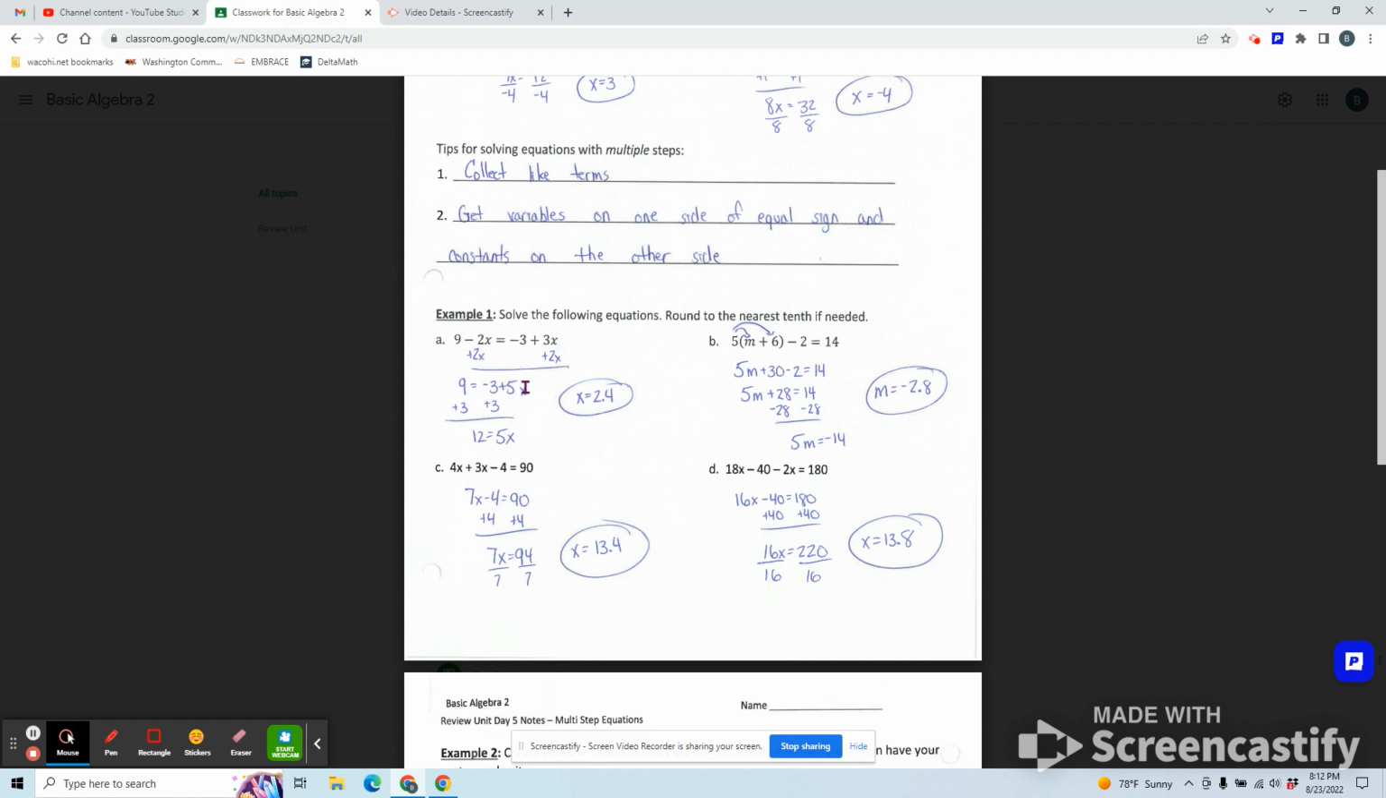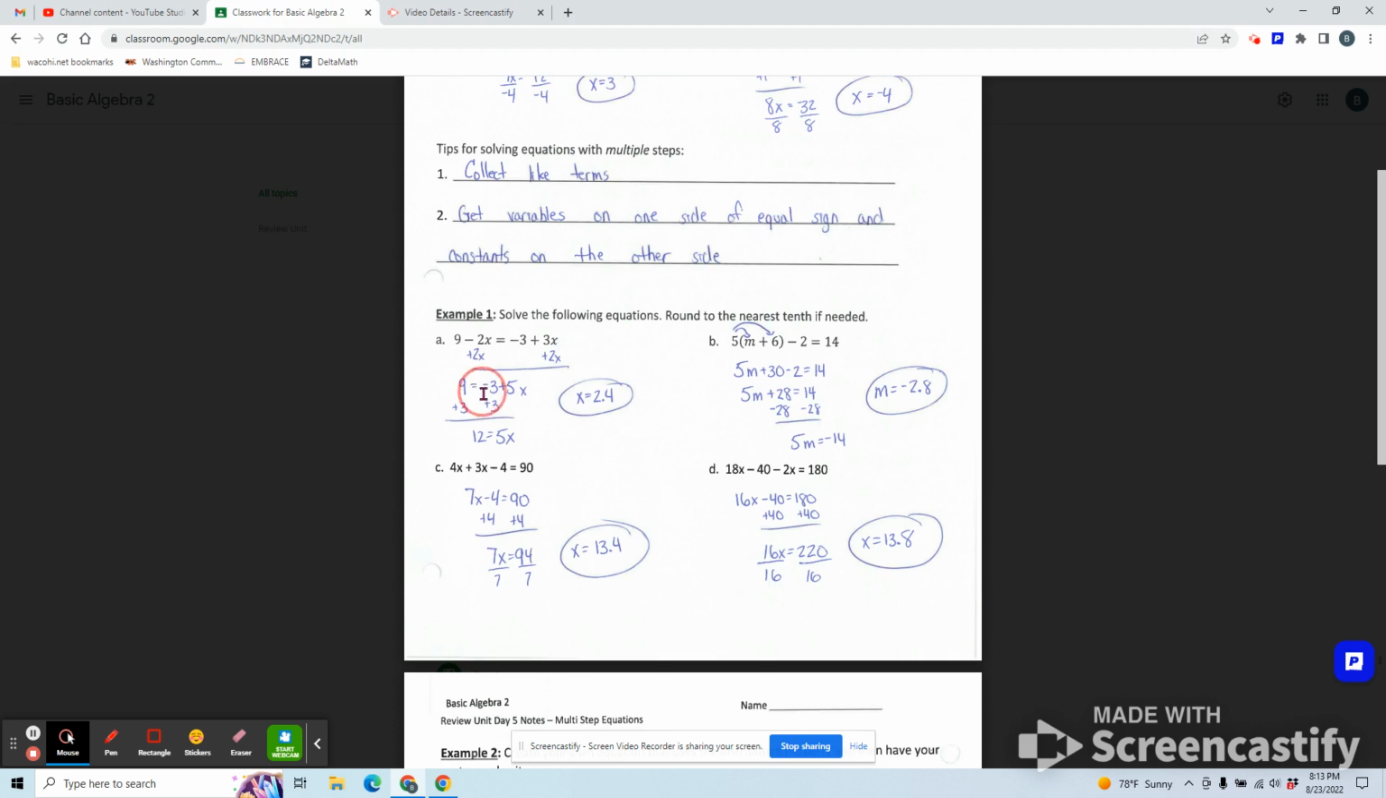I got to get the constants on the other side. So my constant is this negative 3. I want that negative 3 to become 0. So think about it. I owe someone $3. To get it to 0, or to not owe them money, I don't want to subtract 3. I want to add 3. So I'm going to add 3 to both sides of the equal sign.